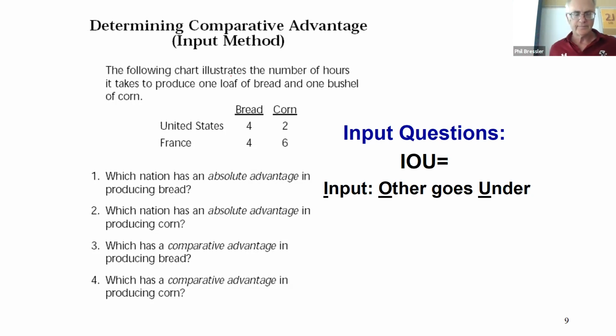For which? Absolute advantage for some bread. Yeah, there's a tie. Yeah.